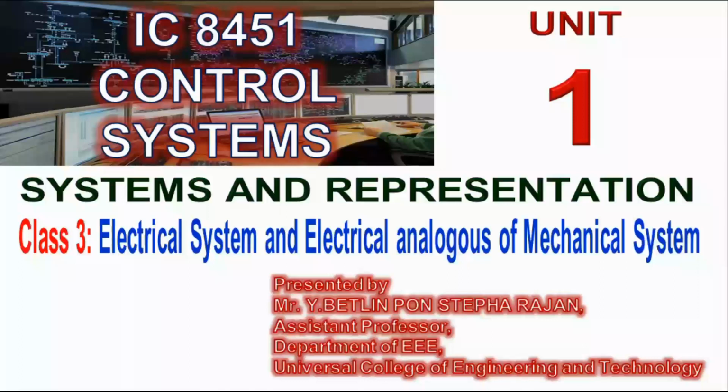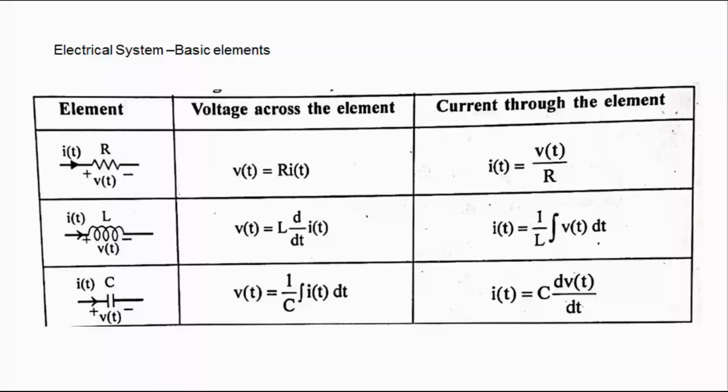In this video you are going to see the electrical system and the electrical analogous of the mechanical system. Now let's see the electrical system. The basic elements of the electrical systems are resistor, inductor and capacitor. Resistor is indicated as the letter R, inductor L and capacitor C. Then you also know the basic formulas, the voltage across the elements and the current flowing through the elements.